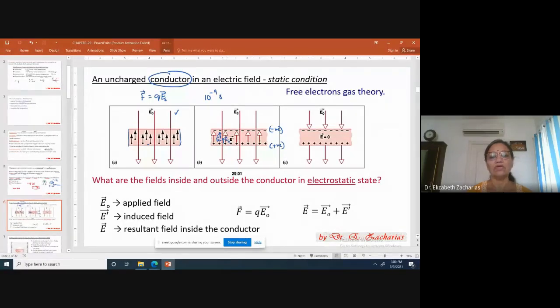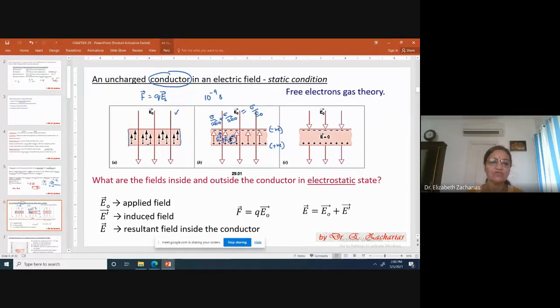Each of them will contribute sigma by 2 epsilon naught. Already we have studied this in Gauss law. Sigma by 2 epsilon naught will come because of the negative plate, and sigma by 2 epsilon naught because of the positive plate. So the sum of these two will be equal to sigma by epsilon naught. Between these two faces of the conductor, there is now a field that is created. This field is E prime. E prime is the sum of the field due to the positive and the negative charges. That's called E prime.